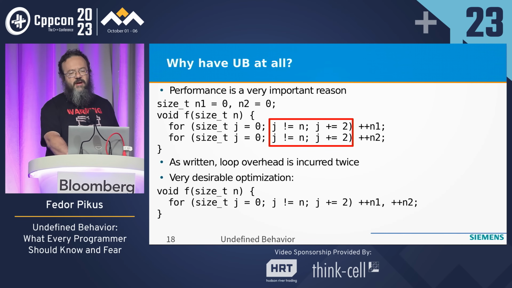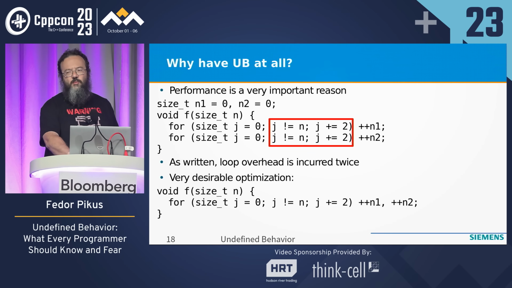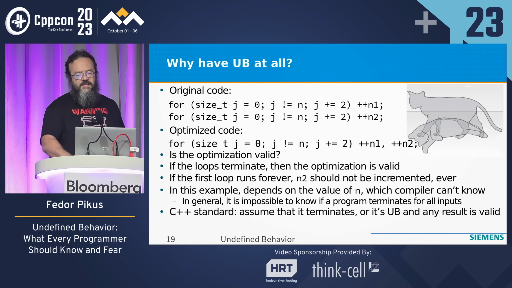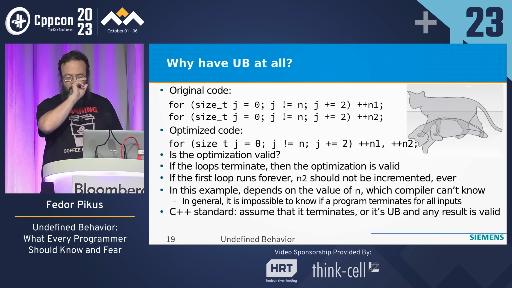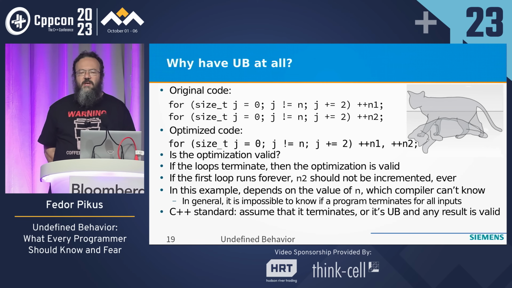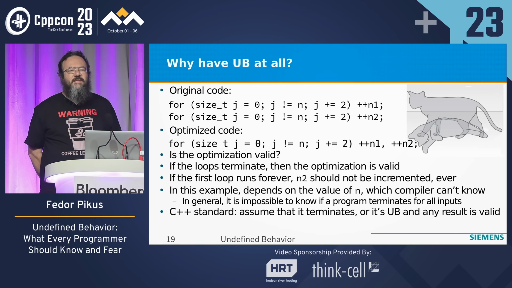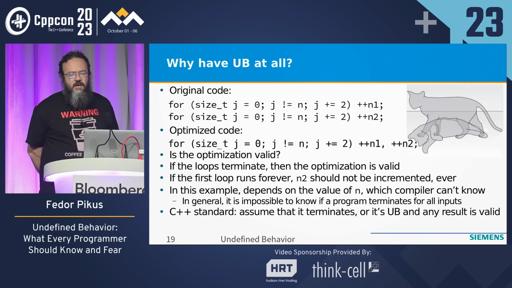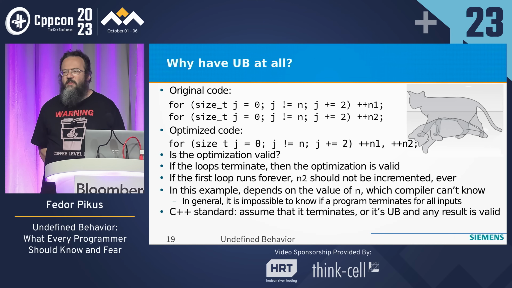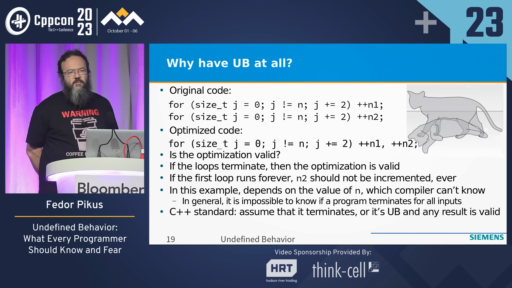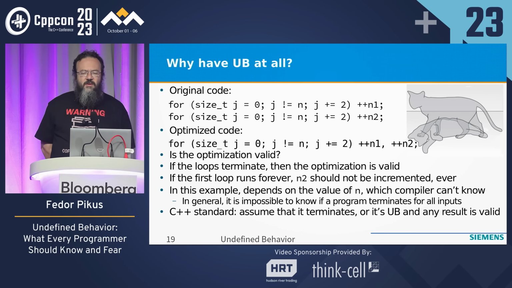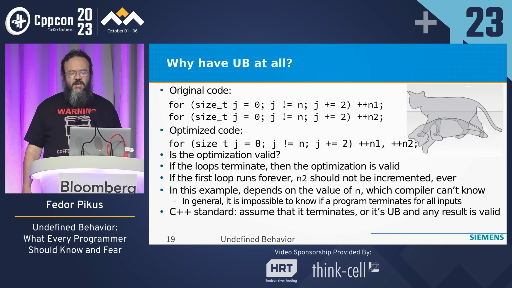Notice, however, that this is not a correct optimization. It's correct if the loop stops, which means if n was even. It's not correct if n was odd, because then we never exit from the first loop and we never increment n2 at all. The compiler cannot know whether the first loop terminates or not, but it's still a very desirable optimization. So the statement in the standard is that if the first loop does not terminate, it's undefined behavior. Therefore, the optimization now becomes valid, because if the first loop terminates, the result of the program is unchanged. n1 and n2 will both be incremented at the end. If the first loop does not stop, the result of the program can be whatever the compiler wants it to be, including the one where n1 and n2 are both incremented. So either way, the optimization is valid.